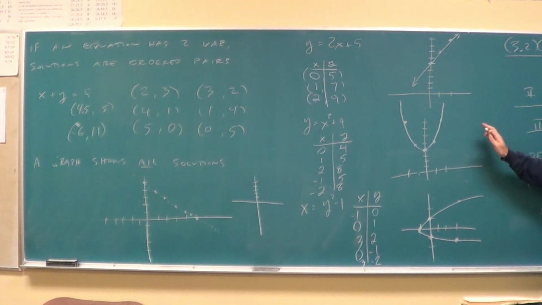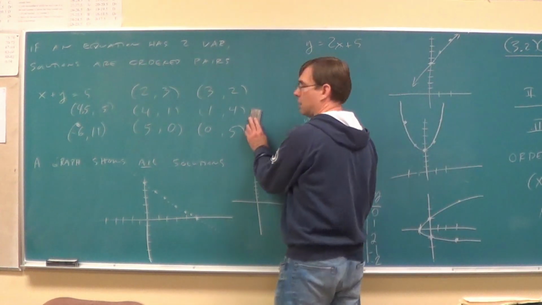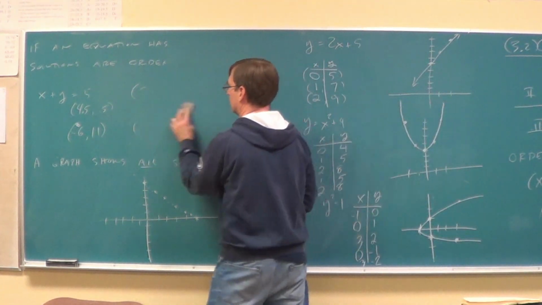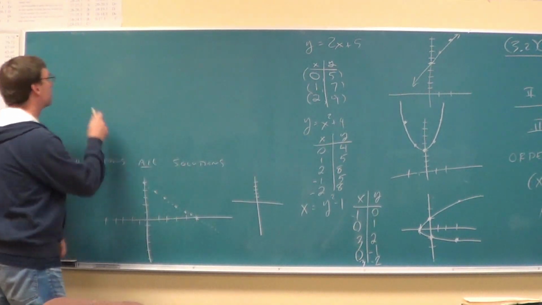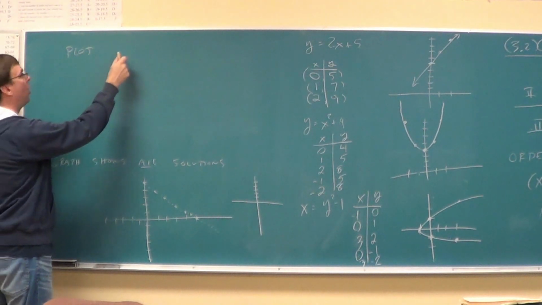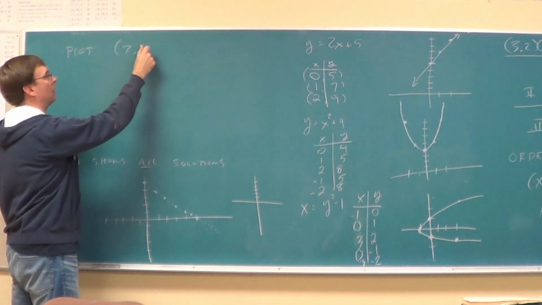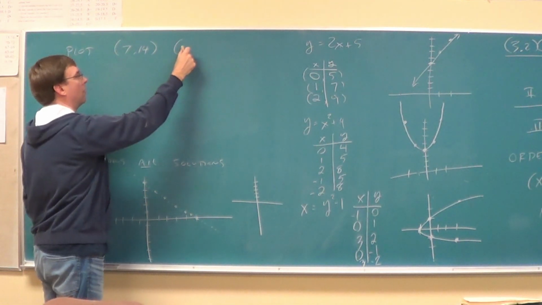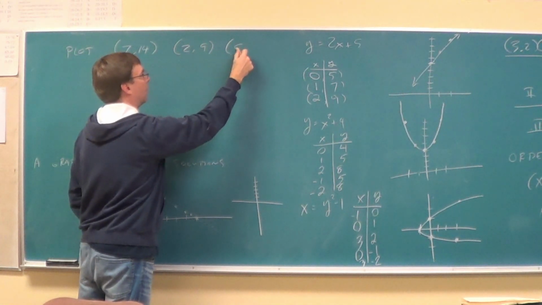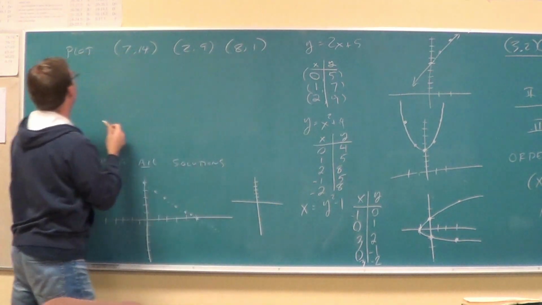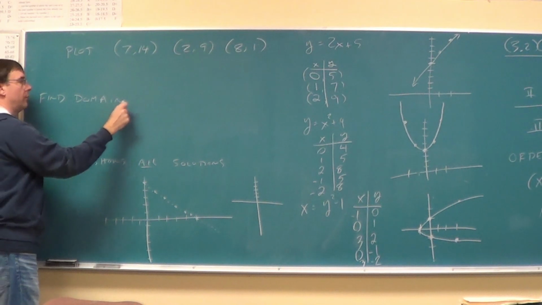I have one more little thing to do. I'm just going to go that way, and then we don't have to move anything. So the last little bit of homework is going to tell you to plot some points. I don't know, yell a number. 7, 14, 2, 9, 8, 1. And then it'll ask you to find the domain and the range.